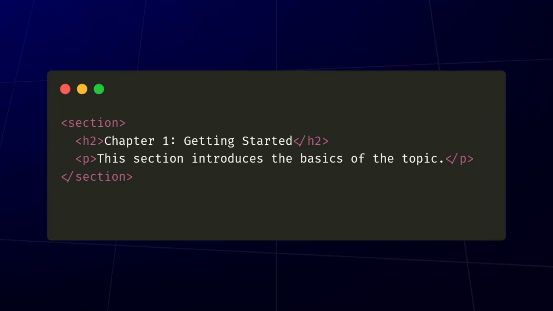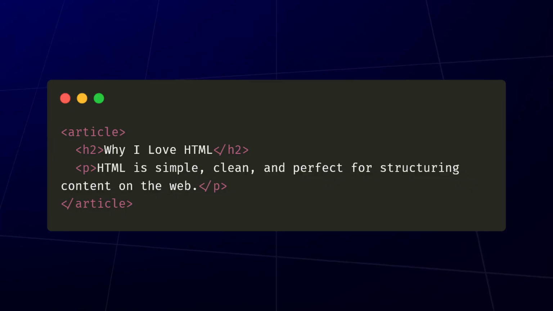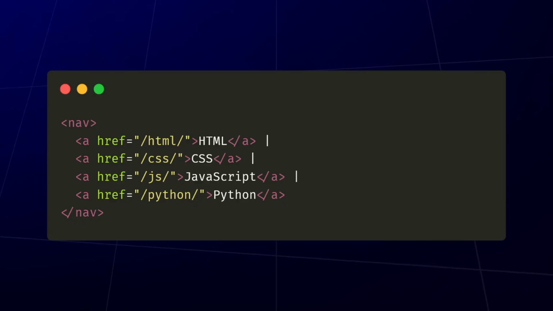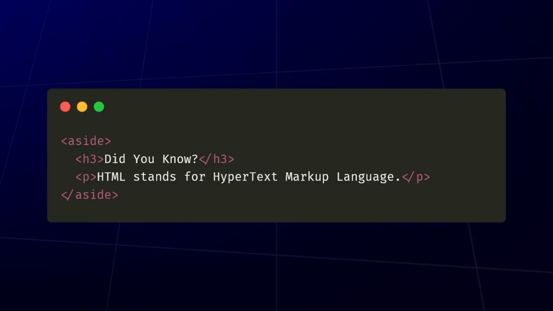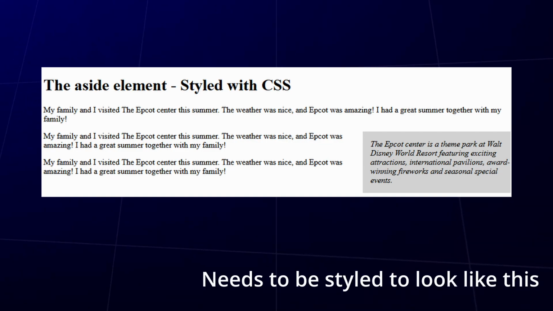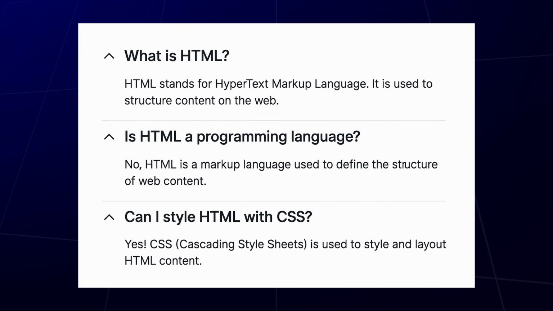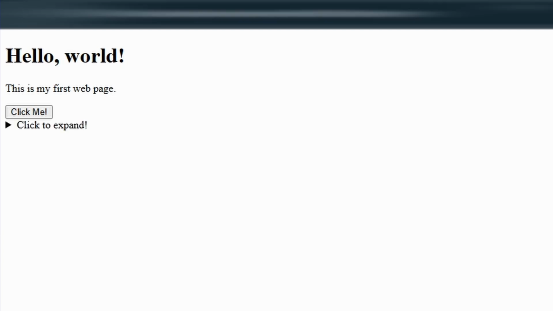Section defines a section of content, like a chapter. Article for standalone content, like a blog post. Nav, navigation menus. Aside, sidebar content. Details, expandable sections, perfect for FAQs. Here's an example using details. Seriously underrated.